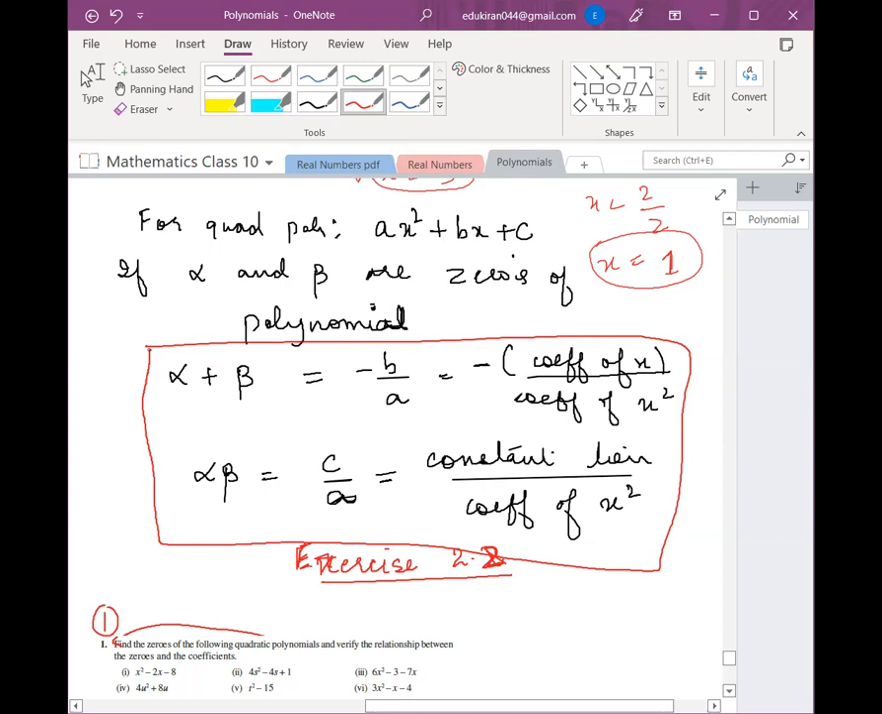And this thing also, because you should know what is a, what is b, and what is c. So this is valid only for a quadratic polynomial, which is of the form ax square plus bx plus c, where a is the coefficient of x square, b is the coefficient of x, and c is the constant term. So for this particular polynomial, this condition is valid.